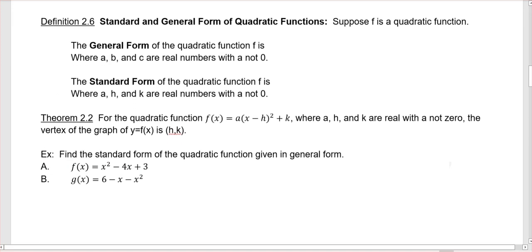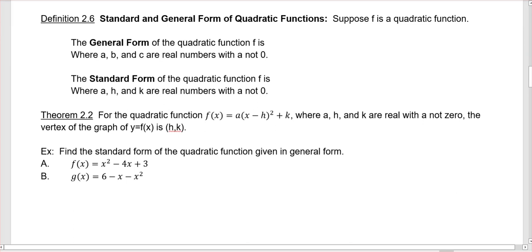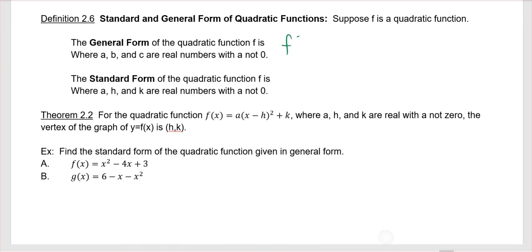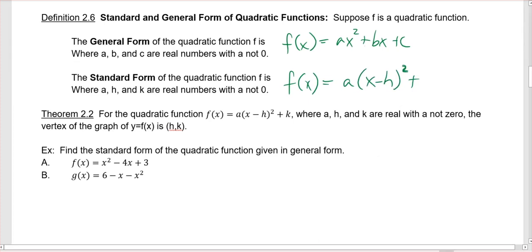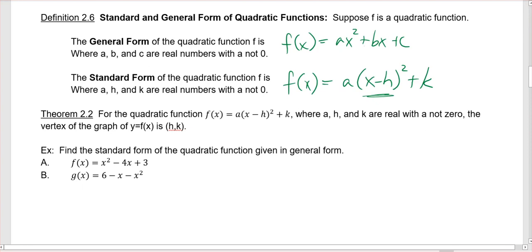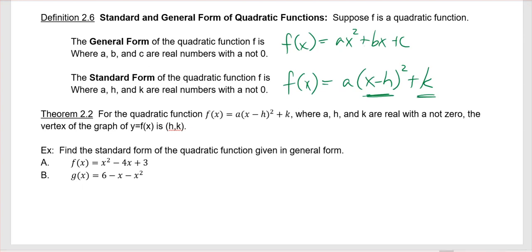What else? Okay, good. So standard and general form of quadratic functions. So general form looks like this. And standard form is going to look like what we've been using for our transformations, but we're going to call these numbers h and k in here. So we use h and k here as our vertex, right? These are our vertex points.